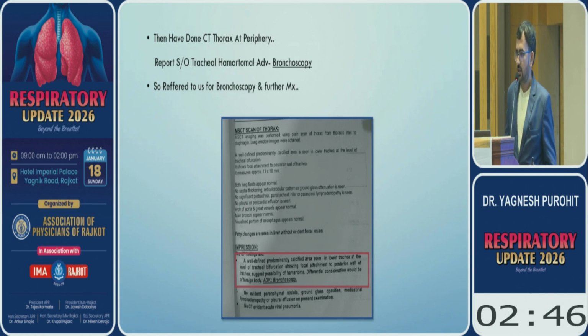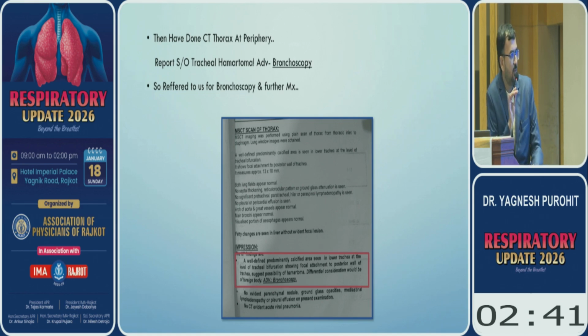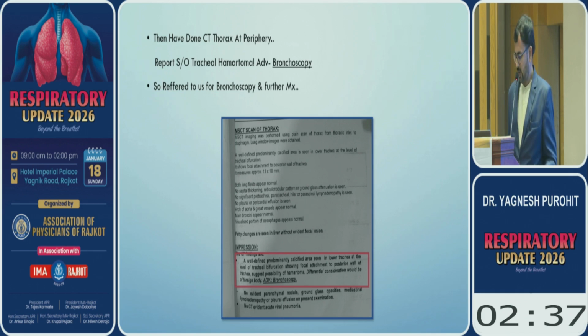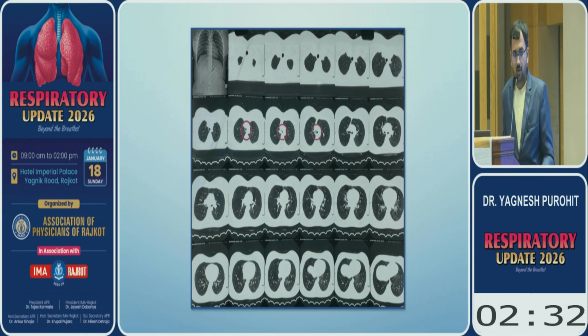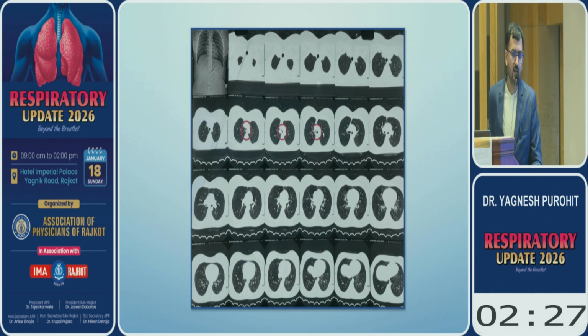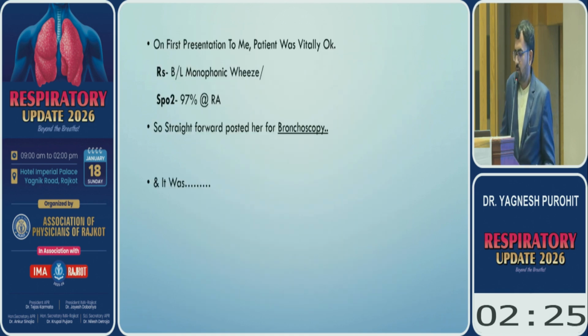Then they did a CT thorax at the periphery, and it showed a well-defined, predominantly calcified area in the lower trachea at the level of tracheal bifurcation, query hamartoma. So she was referred to us for further management. In this CT, definitely there was a lesion at the level of the lower trachea, at the bifurcation. On presentation to me, the patient was clinically okay, the respiratory system showed monophonic wheeze, saturation was normal, and so she was posted straightforward for a bronchoscopy to see the lower tracheal lesion.